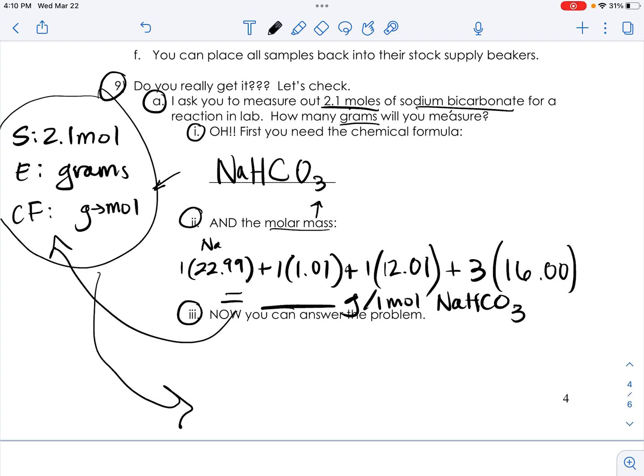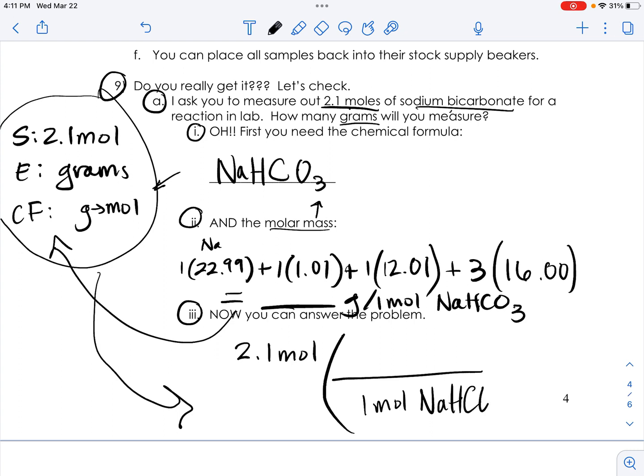Okay, now it's a dimensional analysis problem. So start with your 2.1 mole and then fill in your conversion factor. 1 mole of NaHCO3 is equal to how many grams did you figure out in part 2 right here is in 1 mole. And then you got it. Okay, then you've converted, because you cancel out your moles, then you've converted to grams just like you wanted to end in.